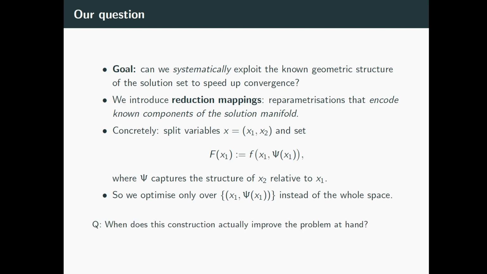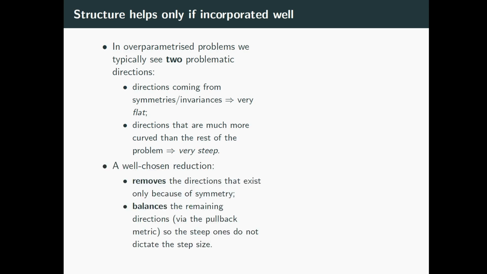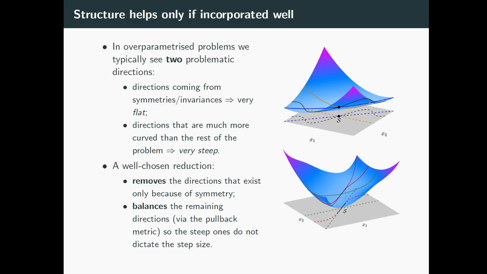But not every reduction helps. The benefit depends on how the structure is incorporated. In over-parameterized problems, we usually see two problematic kinds of directions. One that comes purely from symmetries, which are very flat, and ones that are much more curved than the rest, which are very steep. A well-chosen reduction removes the symmetry-induced directions by selecting a canonical representative of the solution, and then the induced geometry rebalances the remaining directions so the steep ones don't dominate. The net effect is a better conditioned problem.